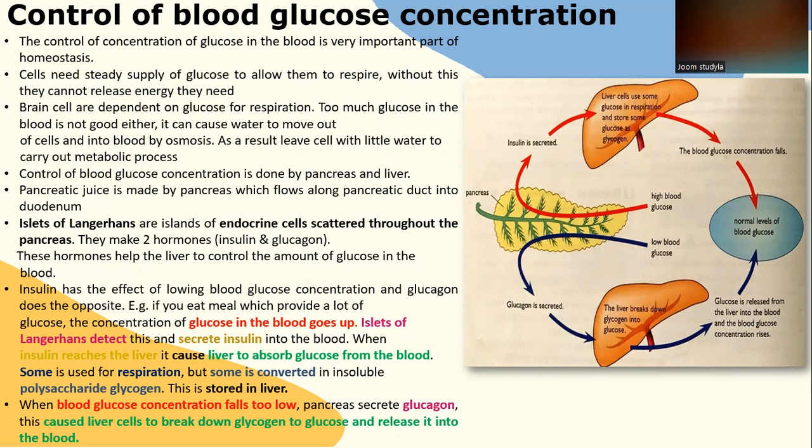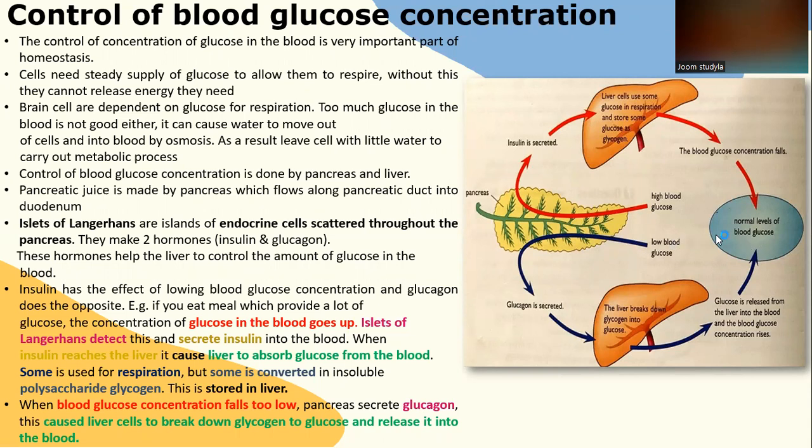Some of it is used for respiration, but some is converted into the insoluble polysaccharide glycogen. And this is stored in the liver. And the blood glucose concentration falls to the normal level.